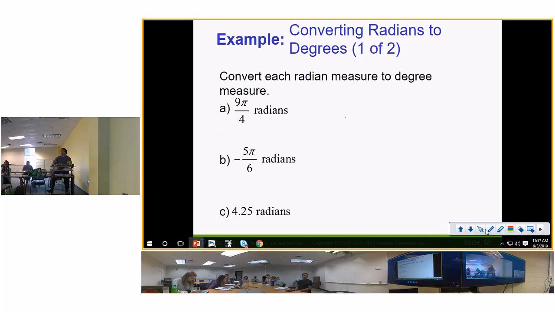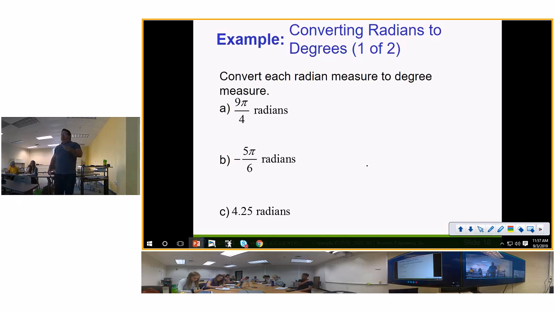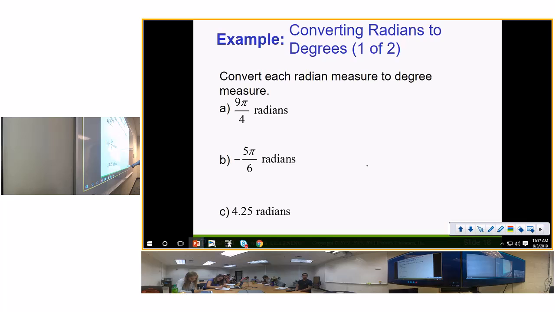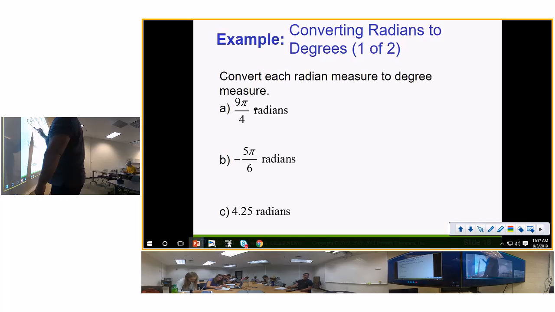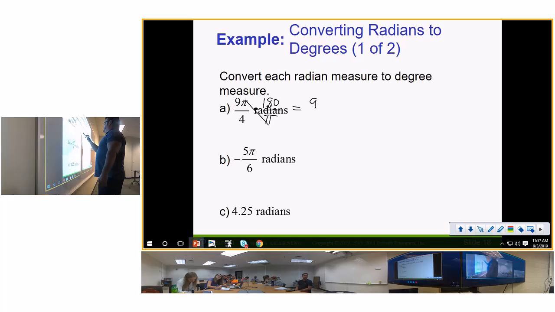Now, let's do this one. I want you to do this by hand. Why? Because this is how you remember your unit circle. From changing from degrees to radians and radians to degrees, this is how you learn the first unit of trig. So I'm going to multiply this by what? 180 over pi. The pi's cancel, and I get 9 times 180 over 4.